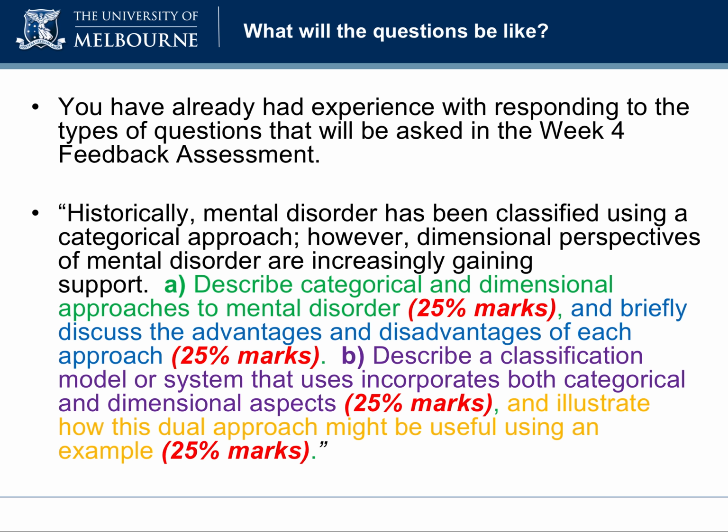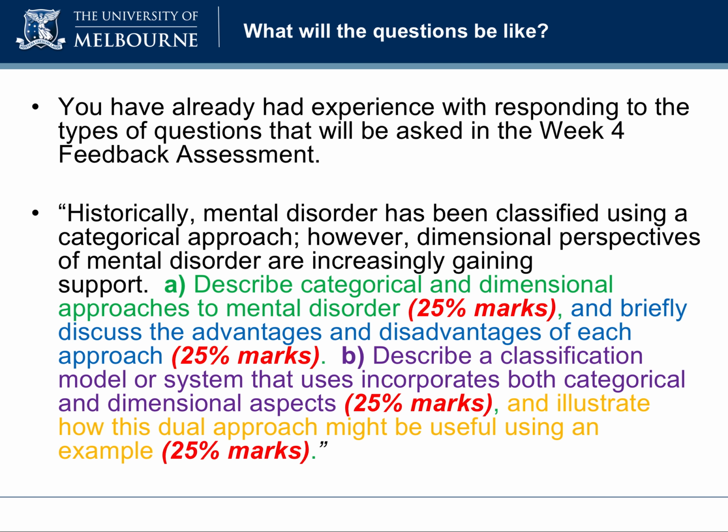Let's have a look at one of the questions from the week 4 feedback assessment. Now, you should be familiar with this one. This is one of the questions that was presented in the week 4 feedback assessment. And this one was asking about or focusing on categorical and dimensional approaches to thinking about mental disorder. And what I've done here on this slide is break this question down into its 4 constituent elements.